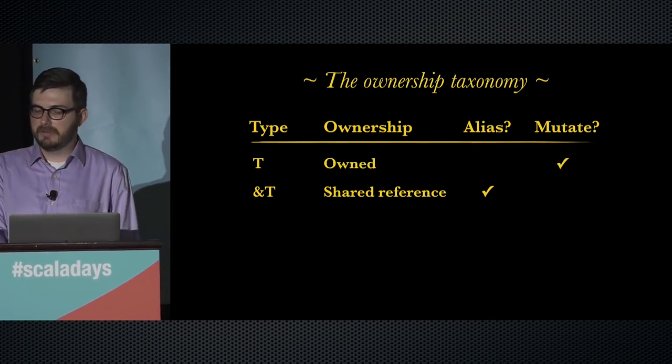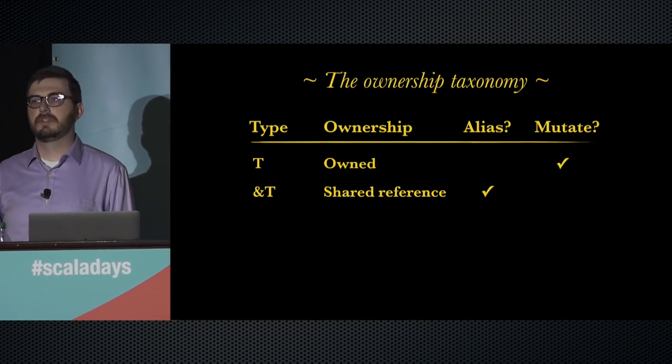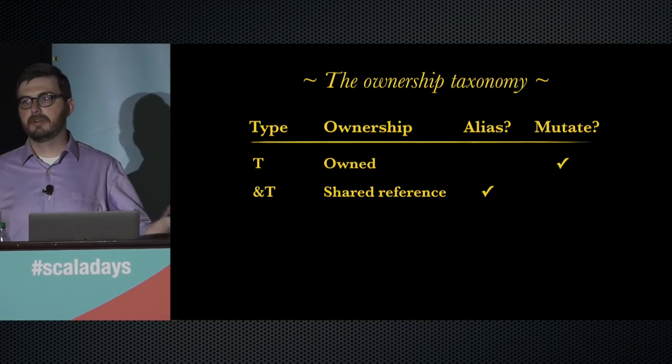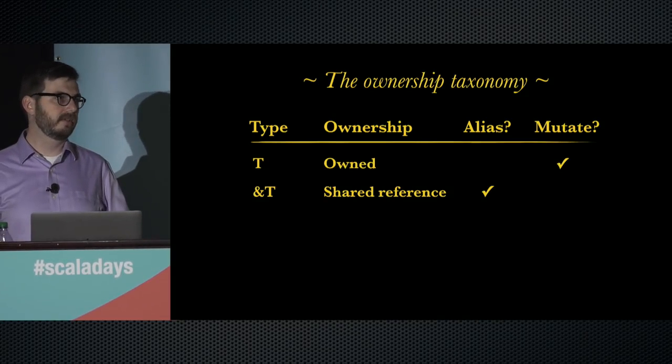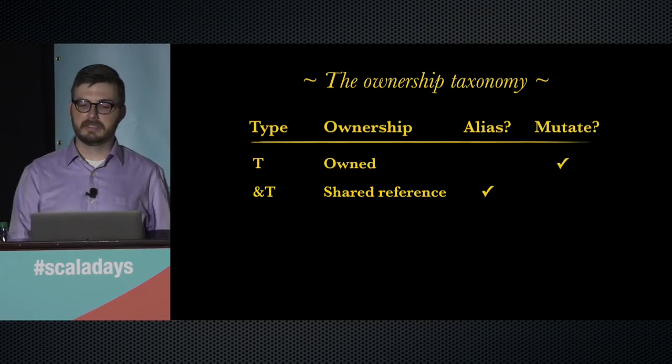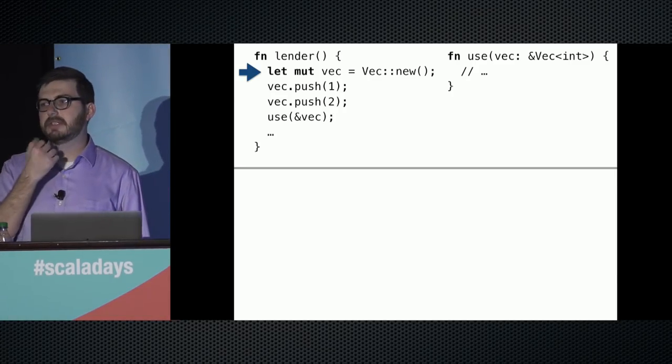I'll start with shared references. Shared references allow aliasing, so you can have multiple of these references pointing to the same object. But if you have a shared reference, you're not allowed to mutate through it. So we rule out this combination of aliasing and mutation. OK, so let's go back to this example and use a shared reference instead.